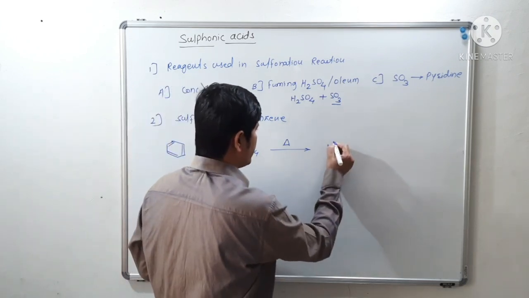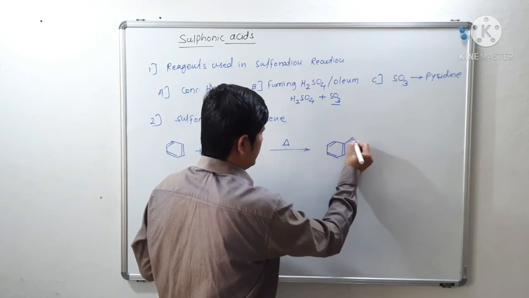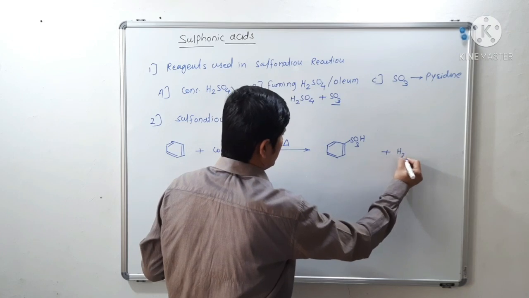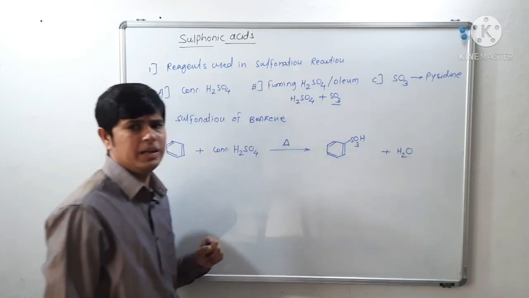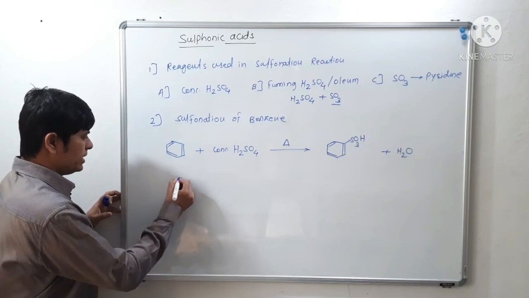So we will have a product, benzene sulfonic acid. What product will we get here? Benzene sulfonic acid, and the byproduct will be water.